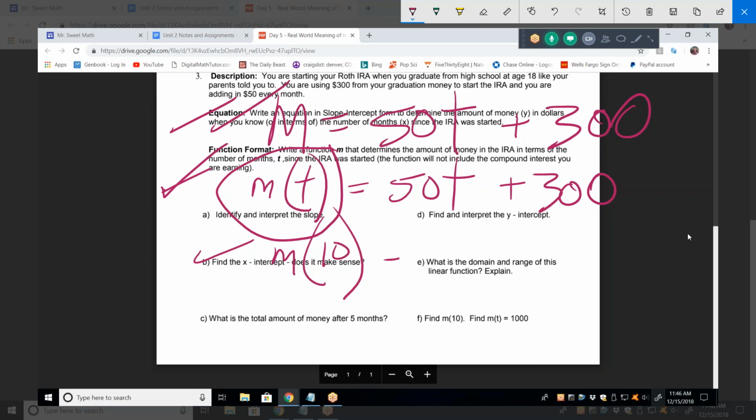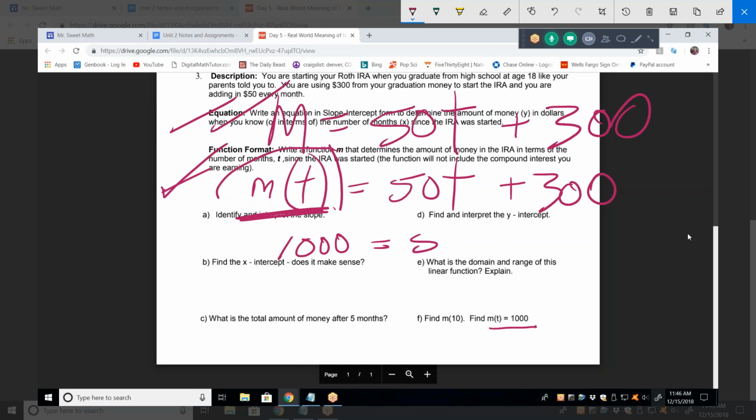So what is M of 10? 800. Okay. Now find M of t equals 1,000. How do I do that? So put 1000 for t, which is then, not for t. No, notice what this says. M of t equals 1,000. Oh, that's the left side of the equation. That's M of t. So they're saying that equals 1,000.